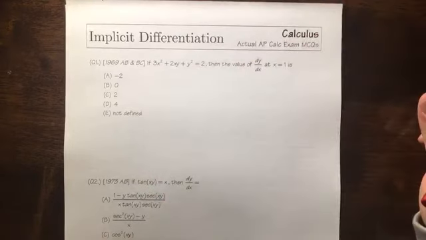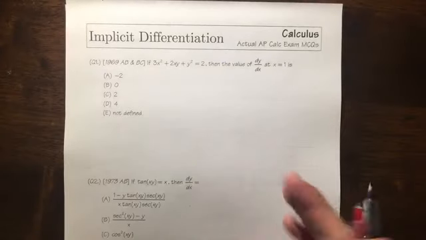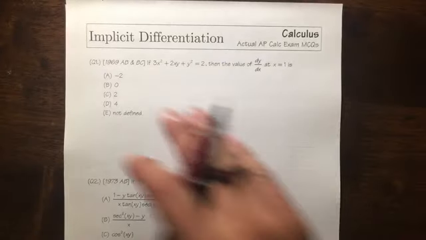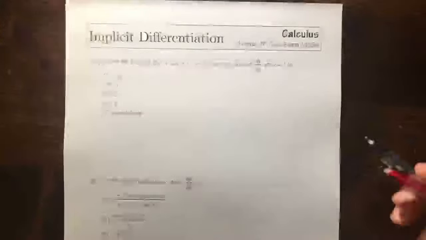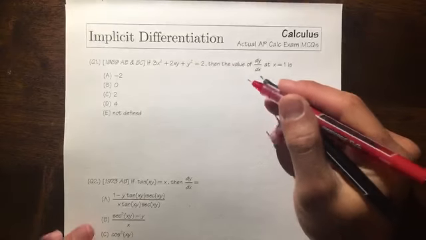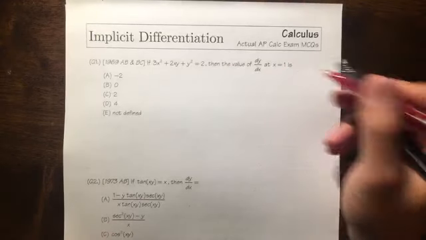This will be really cool since I will be taking the AP exam in a couple months. This right here is technically for both the AB and also the BC. And I'm doing the actual AP Calculus exam multiple choice questions.